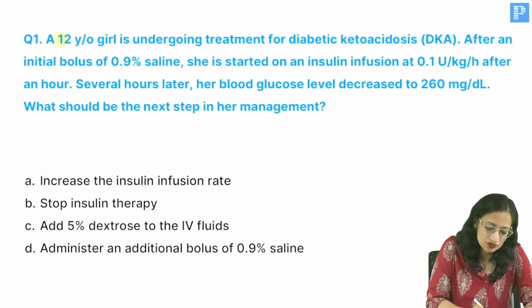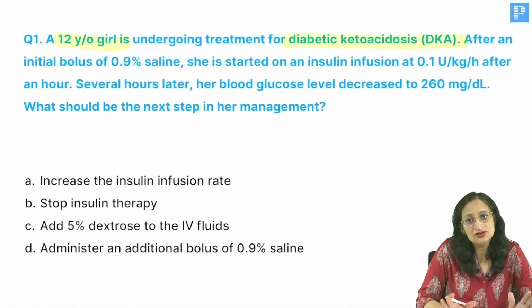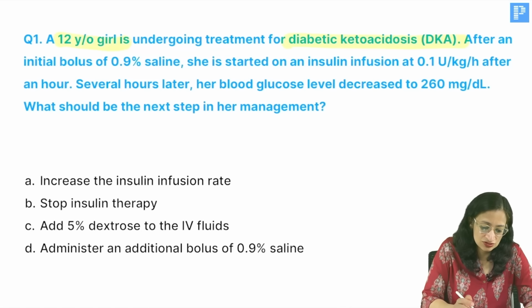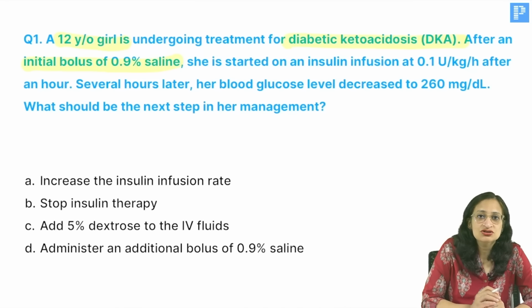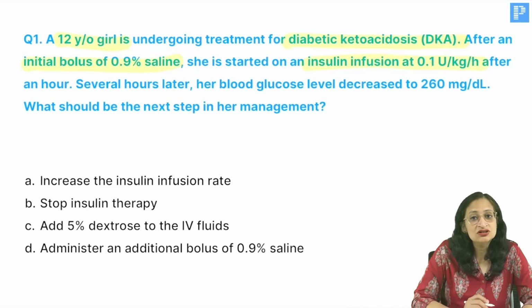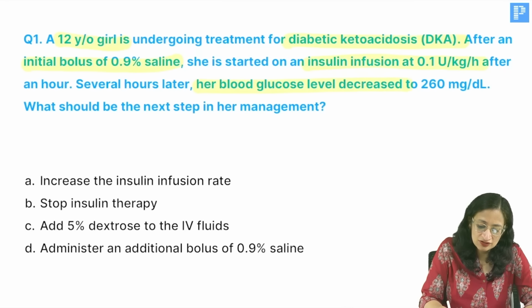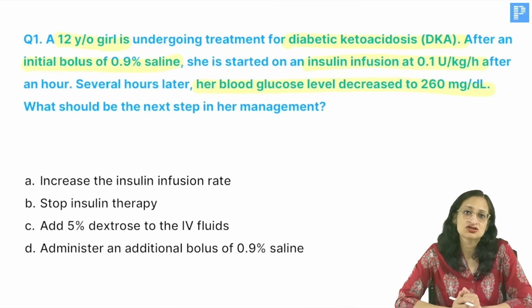We have a 12-year-old girl who is undergoing treatment for diabetic ketoacidosis. The diagnosis is given to you: it is DKA. We know that an initial bolus of 0.9% normal saline is given, and then she was started on insulin infusion at 0.1 units per kg per hour. After an hour, several hours later, her blood glucose level decreased to 260 milligram per dl. What should be the next step in her management?